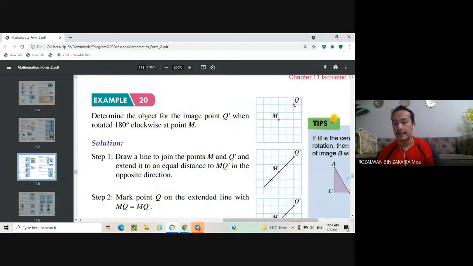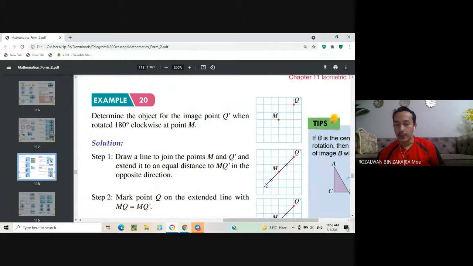Because it is rotate 180 degree, you must know that a rotation of 180 degree, either clockwise or anti-clockwise, goes to one straight line, because 180 degree is the angle for one straight line. So that's why for this one you have to use a ruler. You join point Q prime and also point M here, so make it one straight line. So you will get it like this, one straight line.